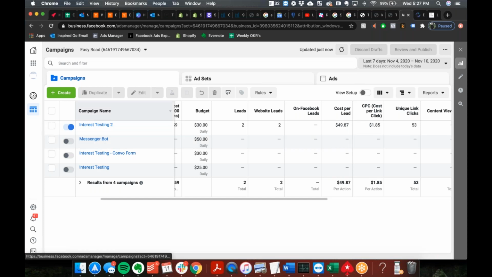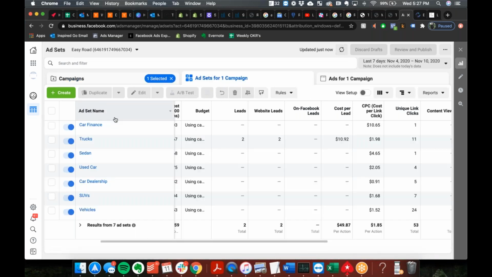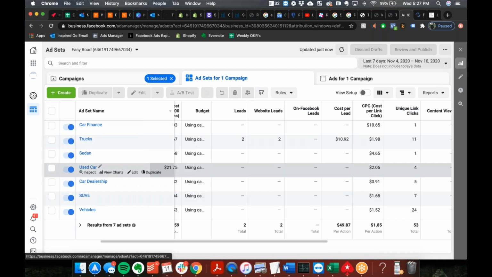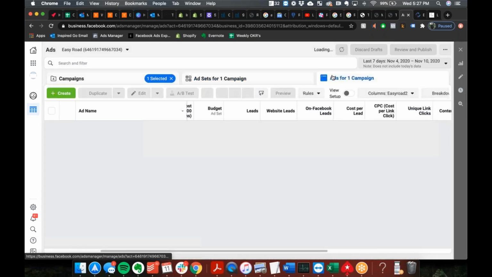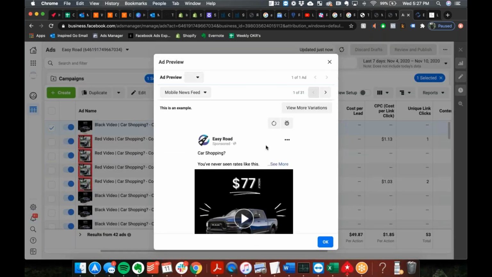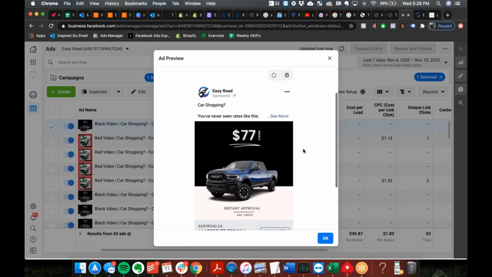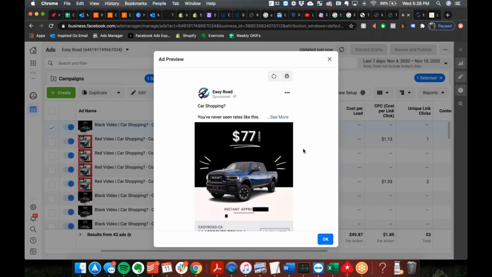I'm basically just doing cold interest testing on what you would expect: car finance, trucks, automobiles. I think the ads are pretty solid. I think the form is pretty simple. Looks like this. Yeah, the ads are fine. It's the lead cost that's concerning to me.